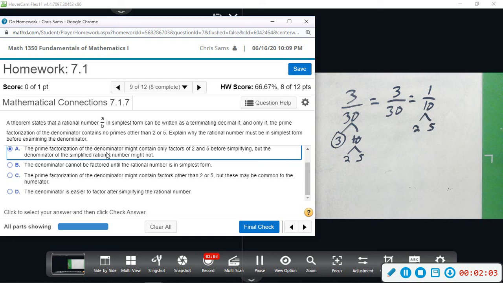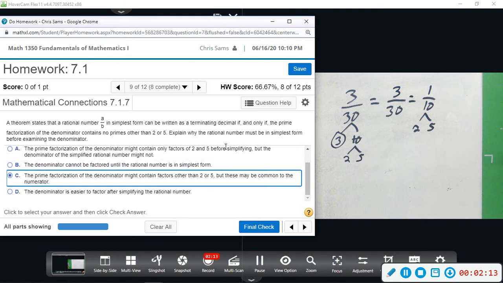Nope, you can. Prime factorization of the denominator might contain factors other than 2 and 5, but these may be common to the numerator. Okay, yes. In this case, the 3 was common to the numerator. And then D says the denominator is easier to factor after simplifying the rational. That may be the case, but this is the more correct answer why it needs to be simplified. So C.